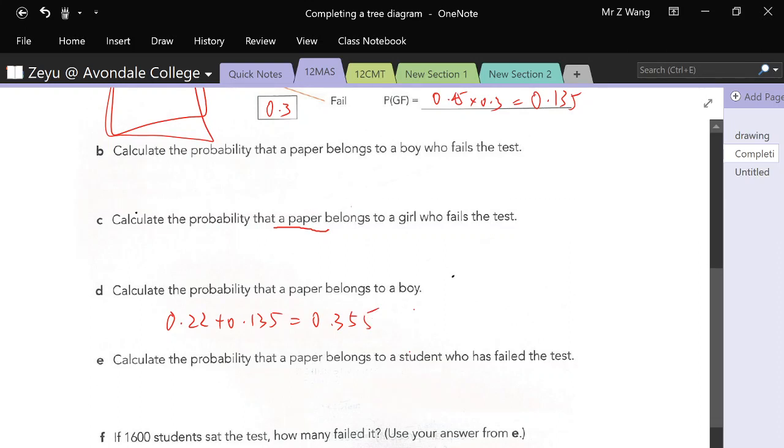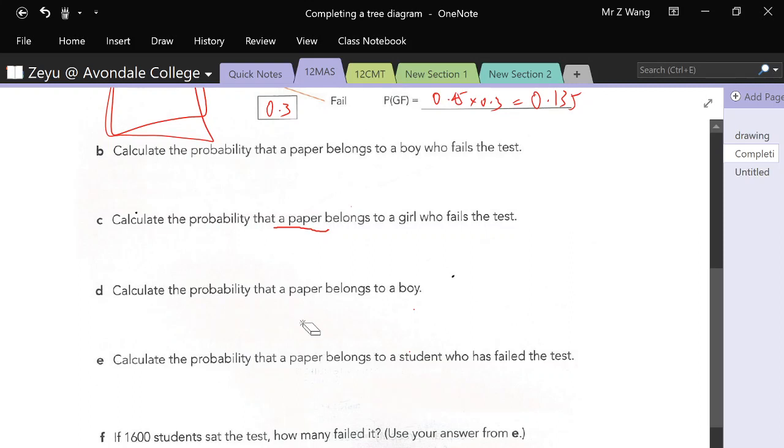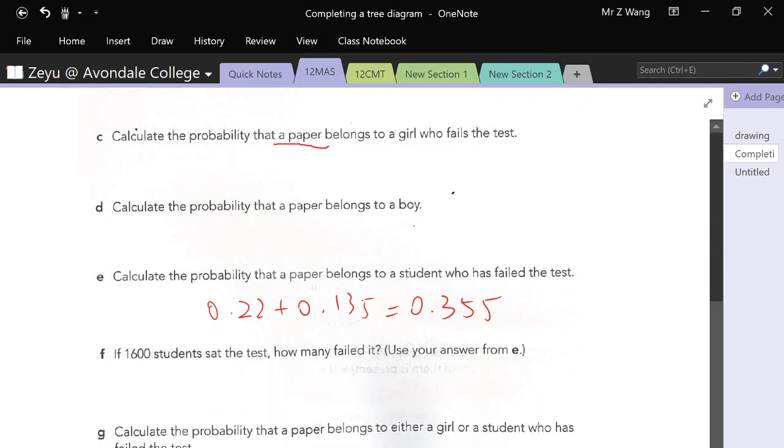Sorry, I had the question wrong. So it belongs here. 0.22 plus 0.135 equals 0.355. Now, if 1,600 students sat the test, how many failed it? So use this number. So would you just divide it by 0.355, which would give you 4,507?